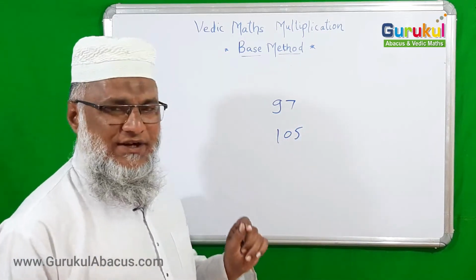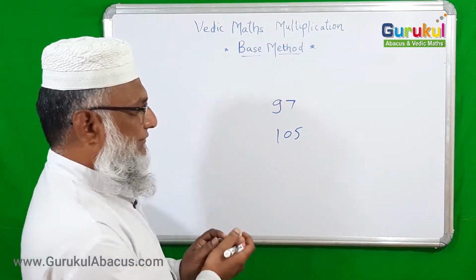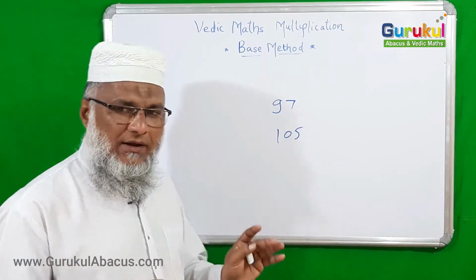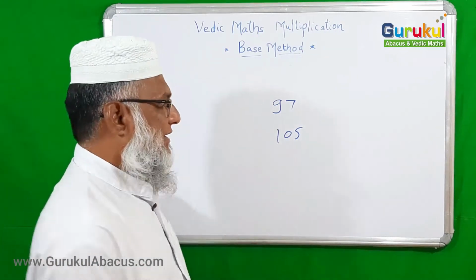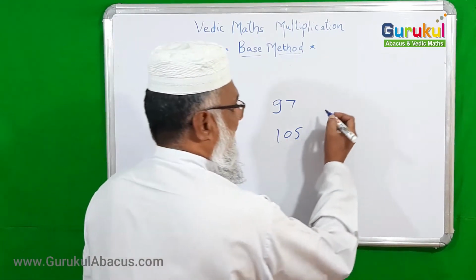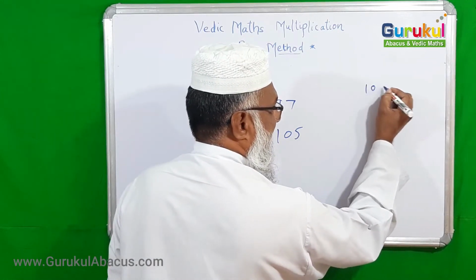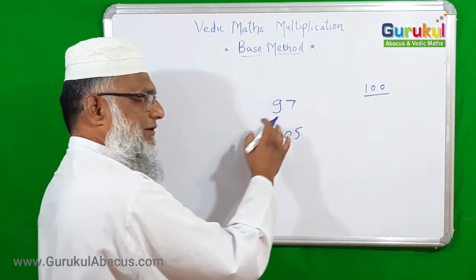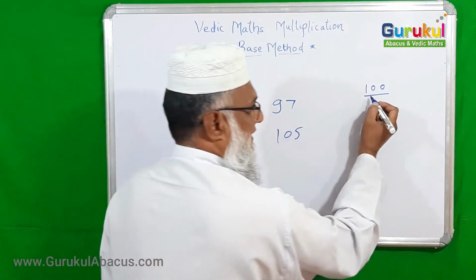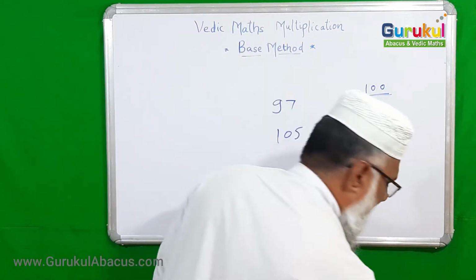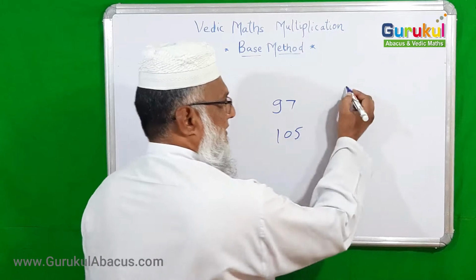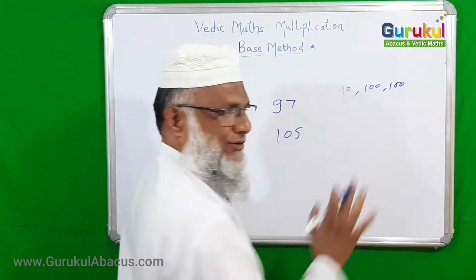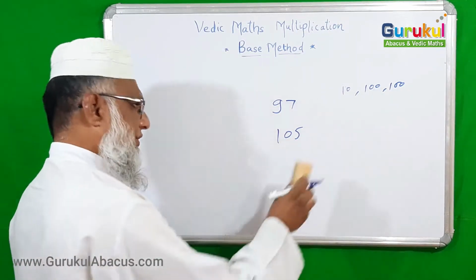Here what are we understanding? If we observe this example, we can understand that both the given numbers, 97 and 105, are near 100. It means to solve such an example, we decide a base, we take a base of 100, and then we will solve this example. According to the given numbers, our base can be 10 or 100 or 1000 and so on. According to the example it can change. Okay, this is one thing.